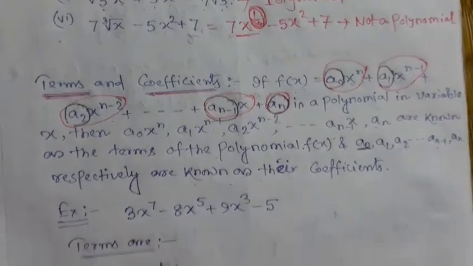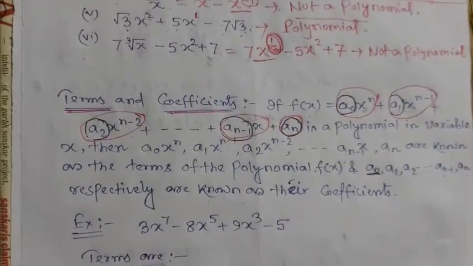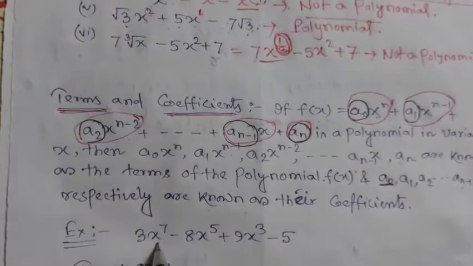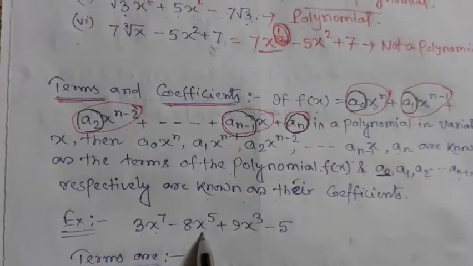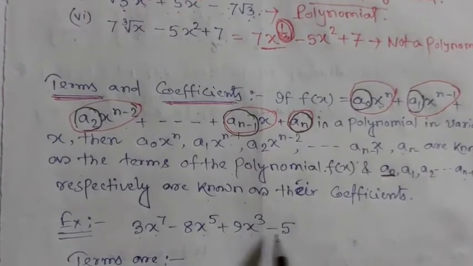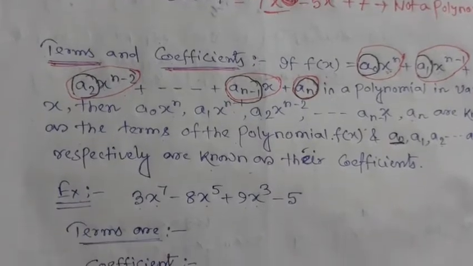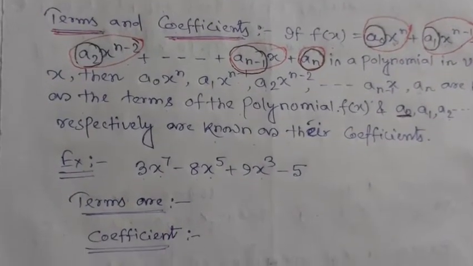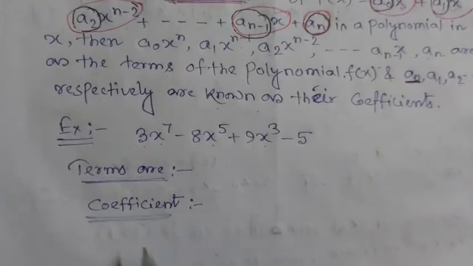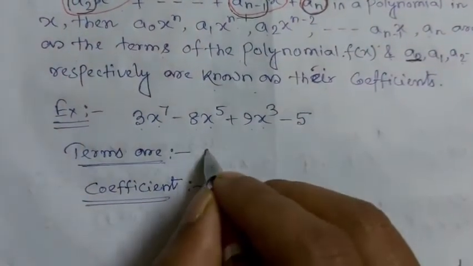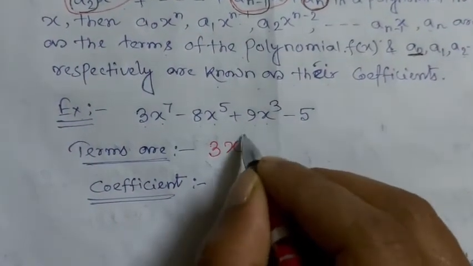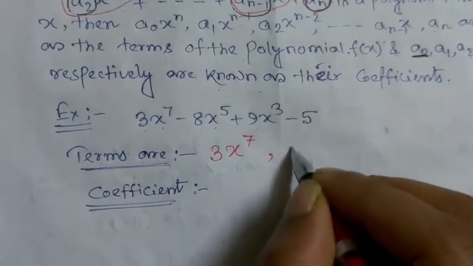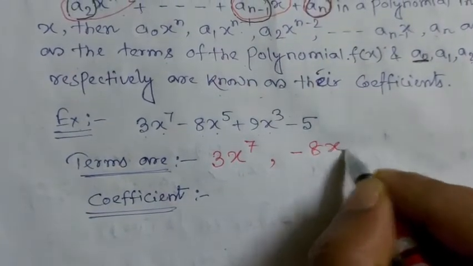I will take another example. The polynomial here is 3x to the power 7 minus 8x to the power 5 plus 9x cube minus 5. Now we have to write the terms and the coefficients. So the terms are 3x to the power 7, this is one term. The second term is minus 8x to the power 5.